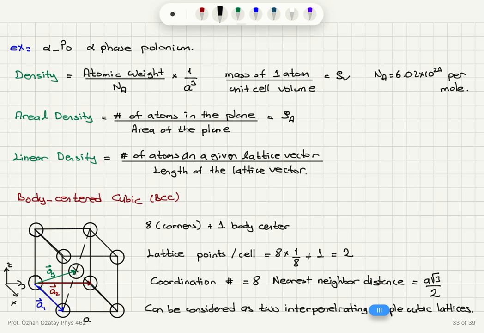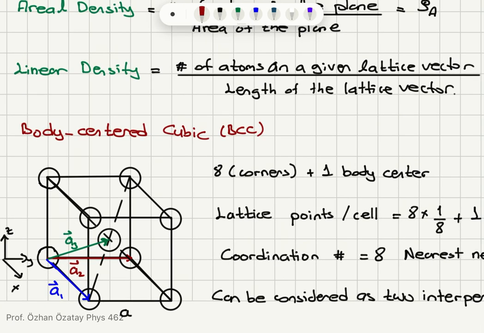So the number of lattice points per cell would be 8 times 1/8, because I have 8 atoms at the corners, and 1 inside the cell right in the middle, so it is 2. Therefore, this is not a primitive unit cell. The coordination number is 8, and that is quite obvious.